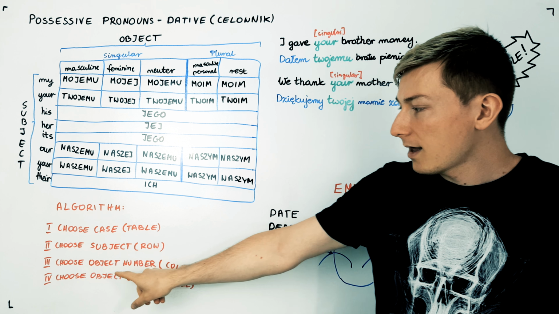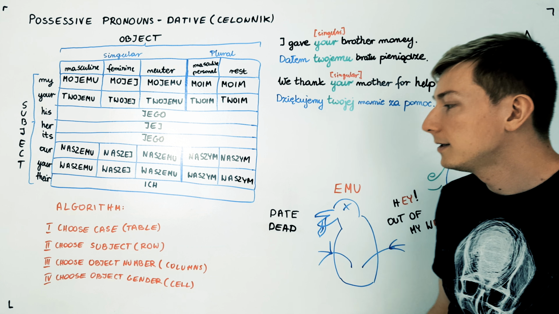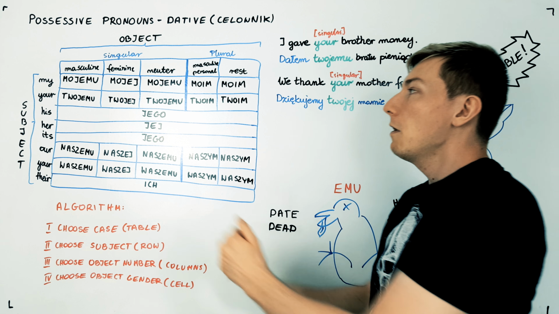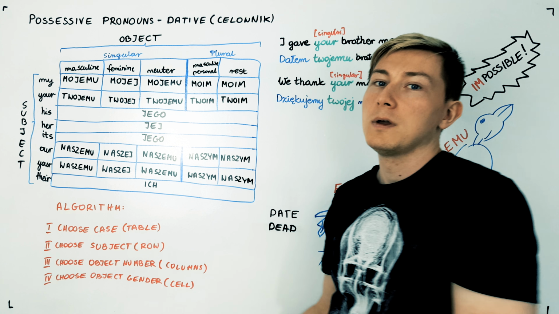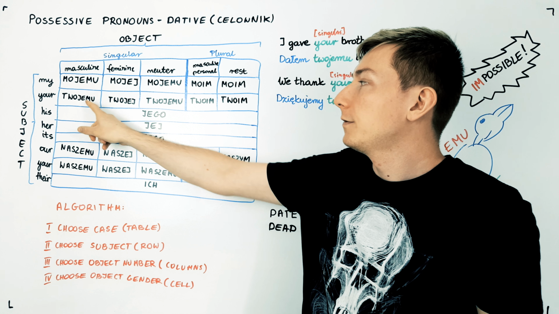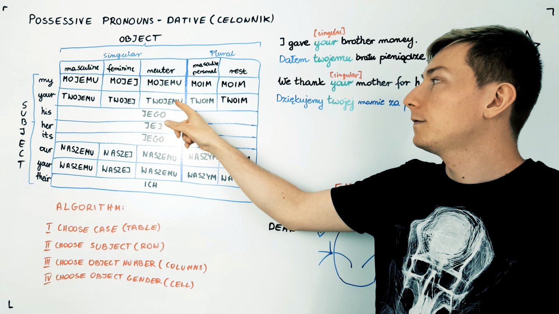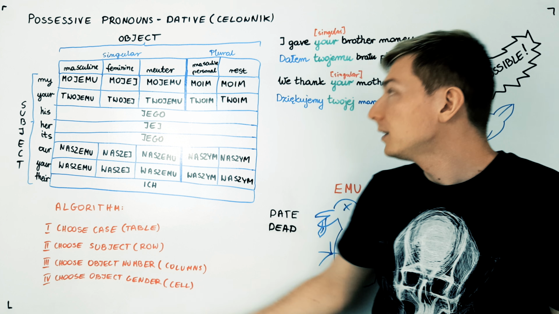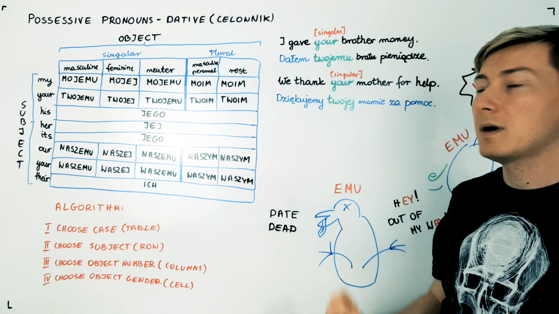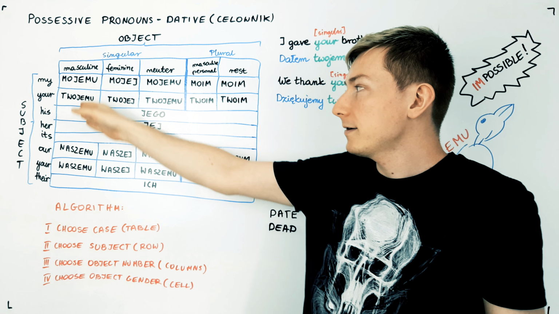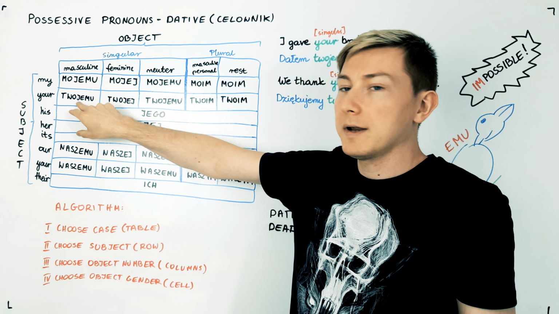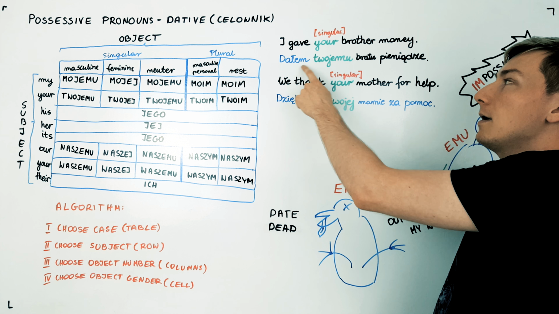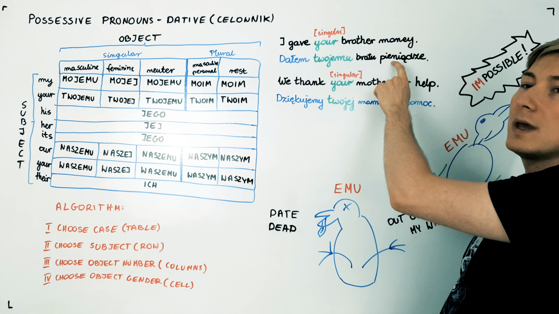The third step of the algorithm, choose object number. Brother is singular, it's one brother, so we choose the left part of the table. So now we have three options: twojemu, twojej, or twojemu. And the last step of the algorithm, choose object gender. Brother is masculine, so it's the first column. We have one correct pronoun, twojemu. So the translation will be dałem twojemu bratu pieniądze.